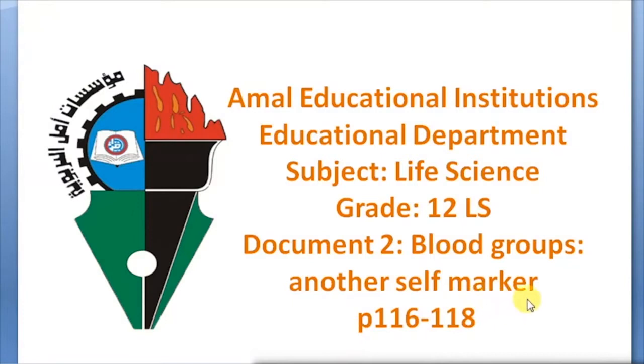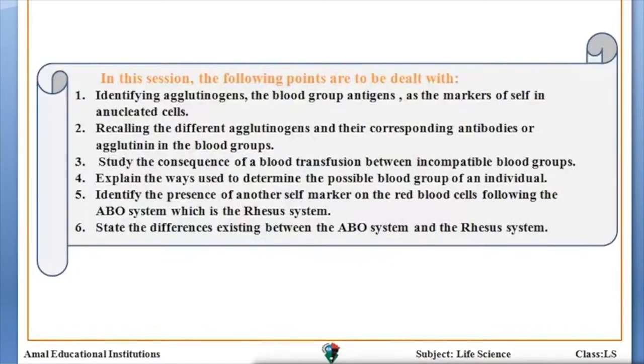As you would observe here, the blood groups show another self marker. These markers are found on enucleated body cells, which are the red blood cells. In this session, the following points are going to be discussed. First, we're going to identify the markers of self in the enucleated cells, that is, in the red blood cells, as the agglutinogens, which are the blood group antigens.